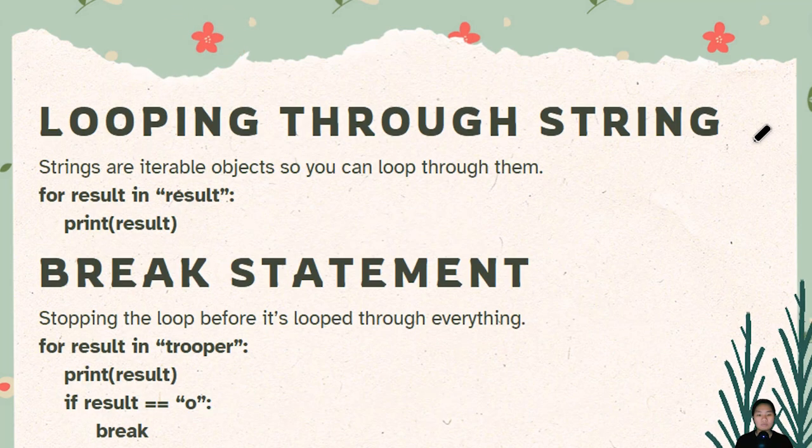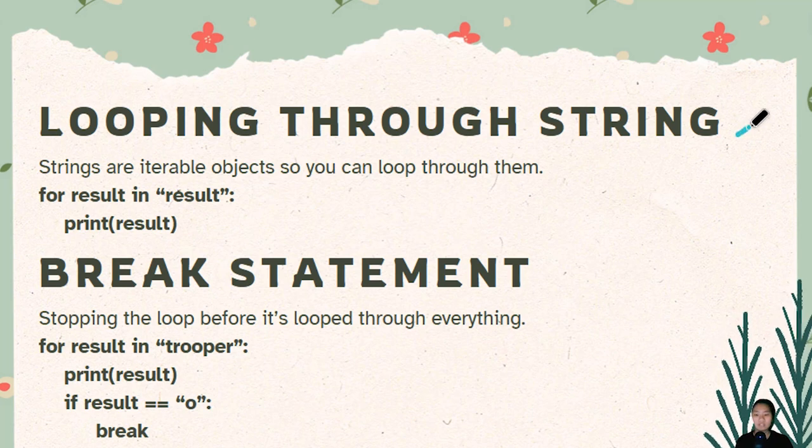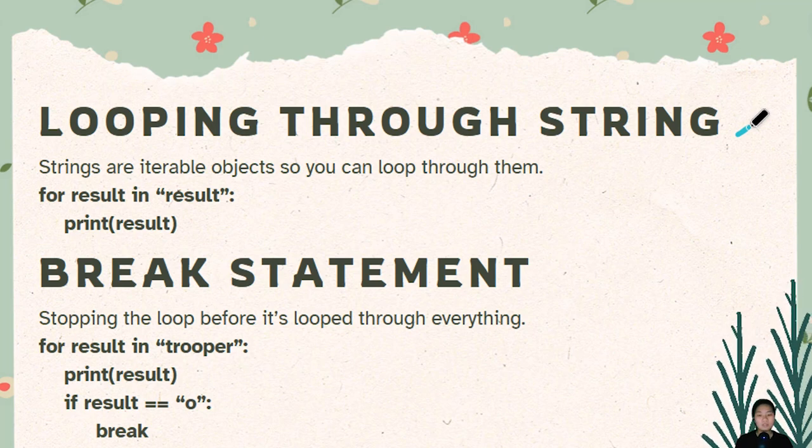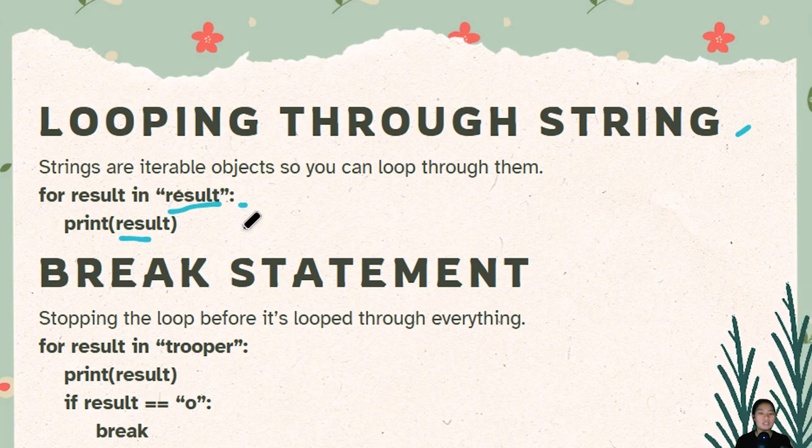So first off, with looping through strings, as you know, they are iterable objects, so you can loop through them, okay? For example, for result in result, so we're looping through the string result, print result. So we're looping through result. T, and so on, okay?